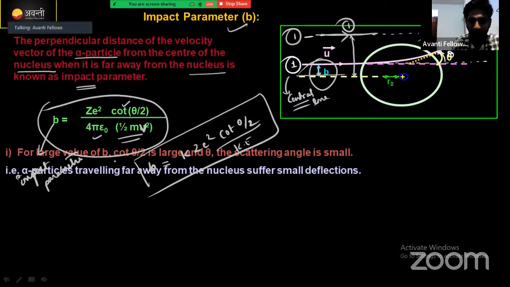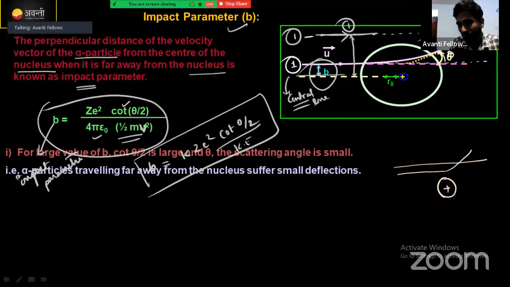Here, the first sentence, look at it slowly. For a large value of b, cot theta by 2 is large and theta, the scattering angle, is small. Means, guys, in the theoretical part I explained this one. This is the nucleus. The impact parameter line is here, the first line. As it is moving down, if it comes here, then with this impact parameter the angle is very small. Look, it will be small here.